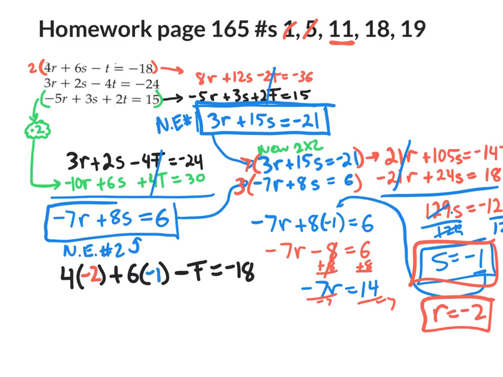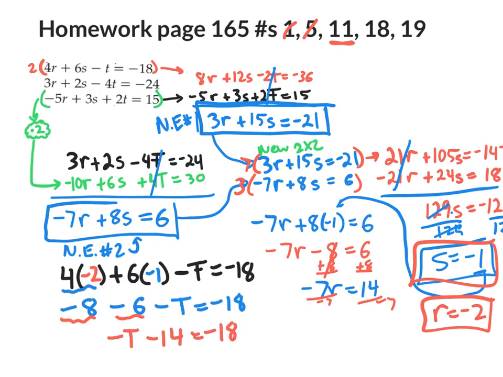And let's do some math here. 4 times negative 2, that's negative 8. 6 times negative 1, that's negative 6. We have a minus t equals negative 18. If we combine like terms, negative 8 and negative 6, that's negative 14 with the minus t. Let me just arrange it like this. Minus t minus 14 equals negative 18. So I have 2 steps to do here. One of them is to get rid of that minus 14 by adding 14. So let me do that. Plus 14, plus 14.